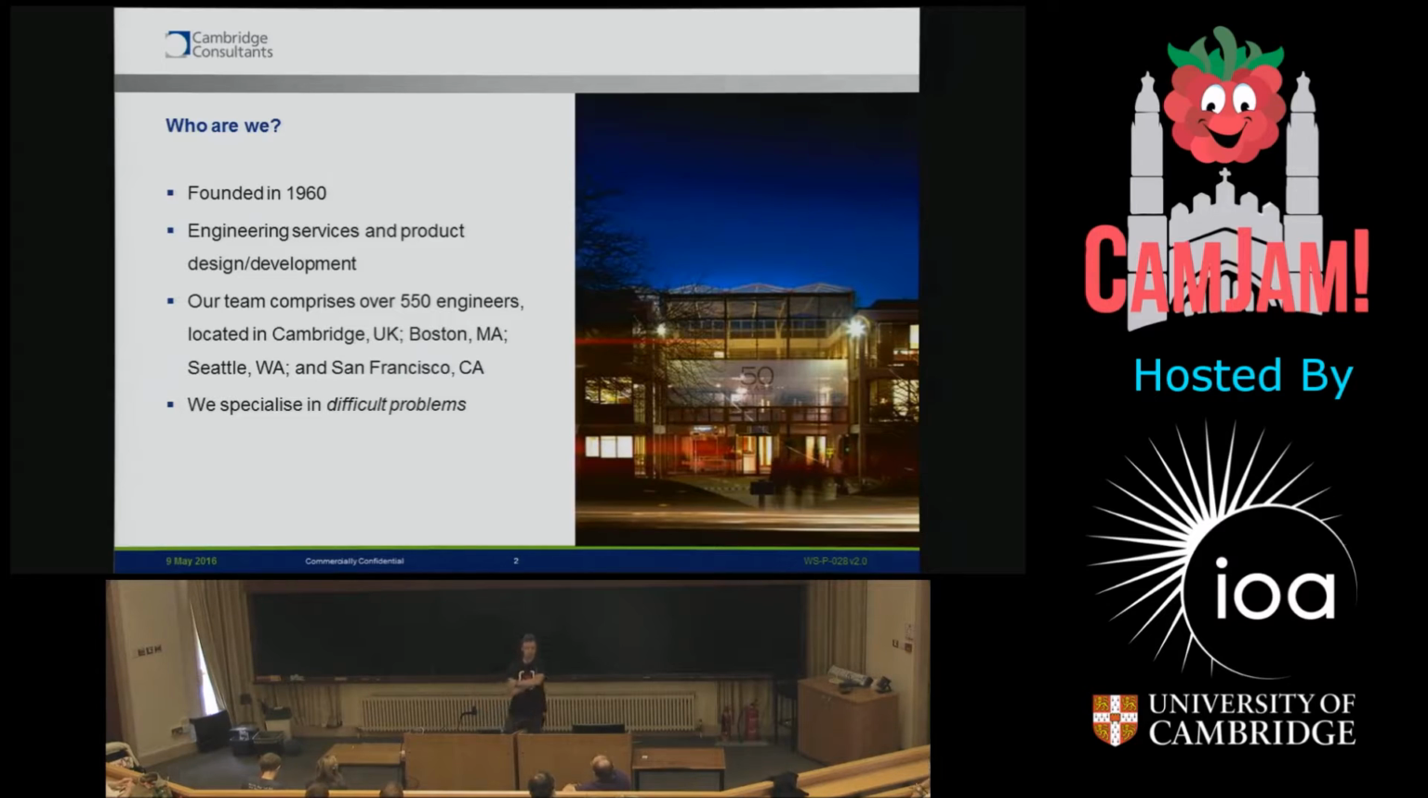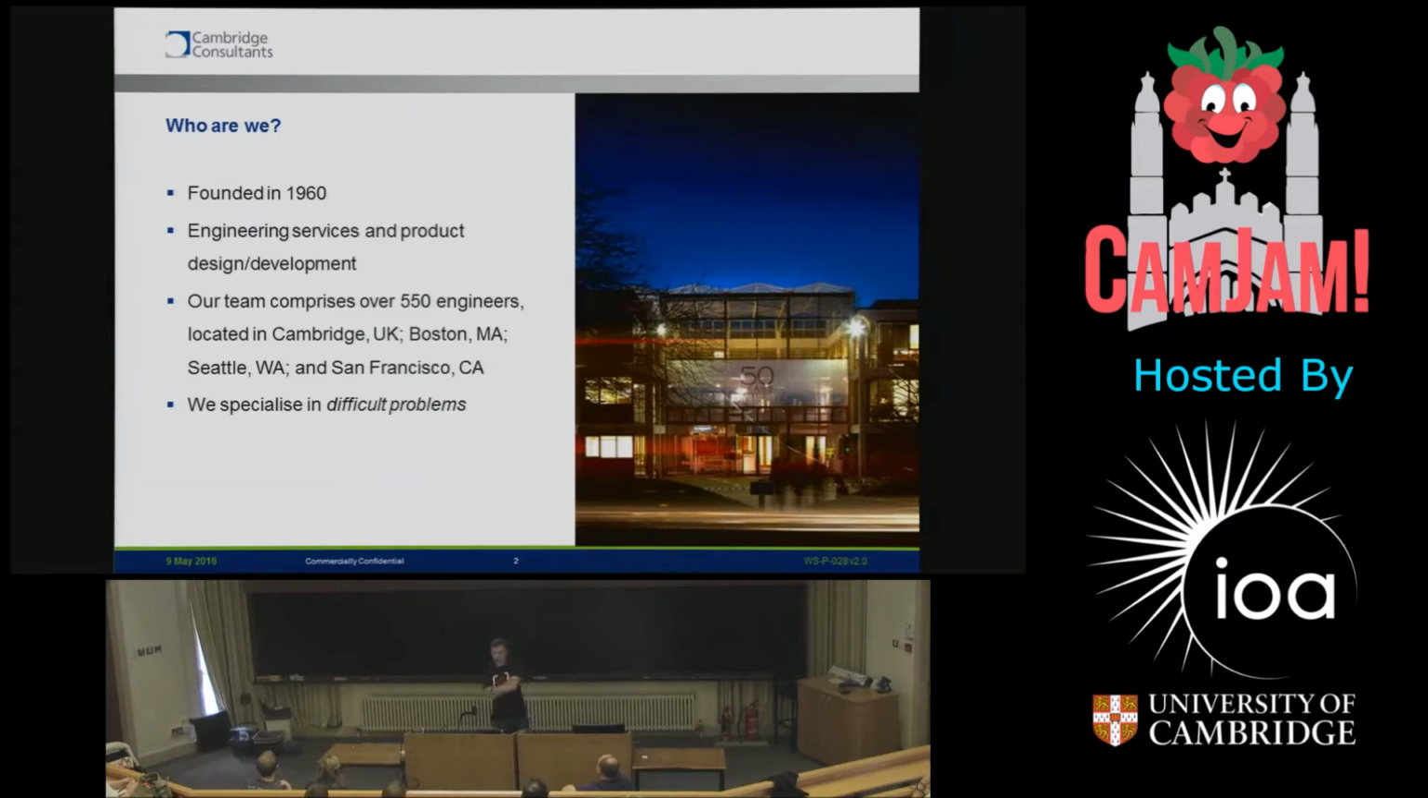So a bit about Cambridge Consultants. We've been around for about 50 years, founded in 1960. We design things for people. People come to us with problems, with things they need, and we help them solve those problems. We're based in Cambridge here; it was Cambridge, Massachusetts. They've just moved over the road, they're now in Boston, Massachusetts. And we've just bought a company called Synapse in Seattle and San Francisco. So we're all over the world now.